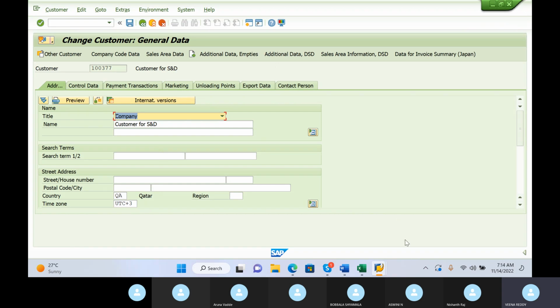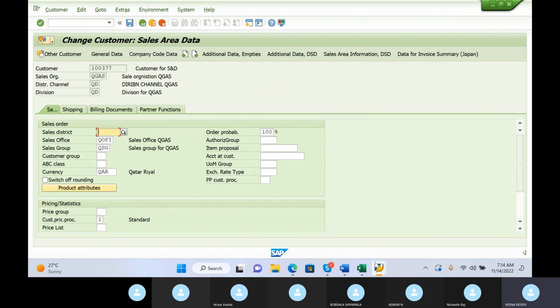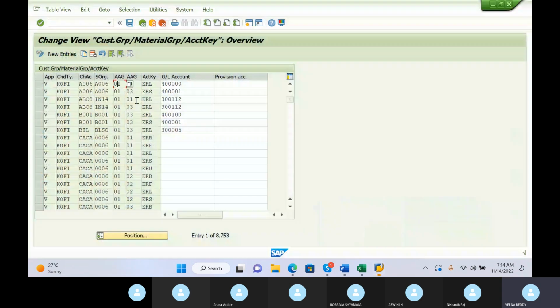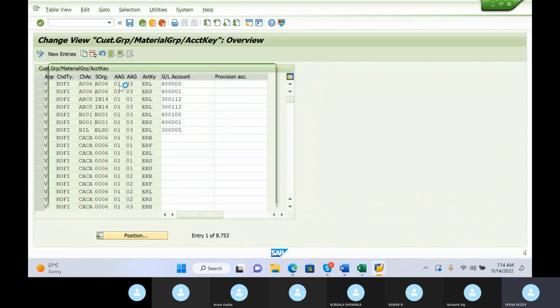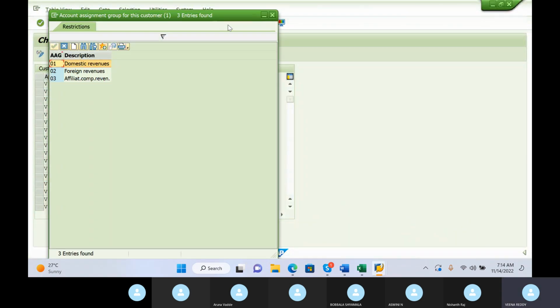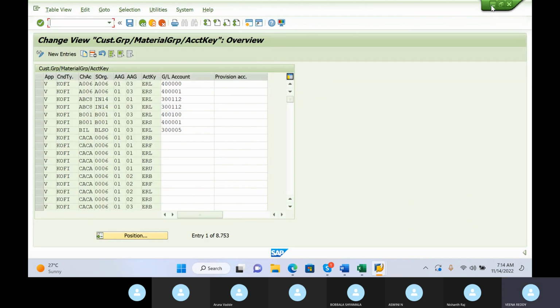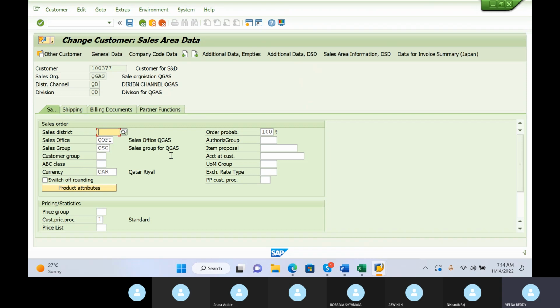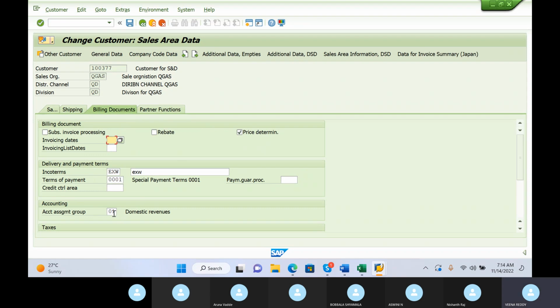In customer master, sales area data, I'll show this. What is the account determination? 01 domestic revenues, right? This customer is related to the domestic account group. So that's why we are taking this customer as domestic, and revenue is related to domestic. So here we'll give the account assignment group domestic revenues.